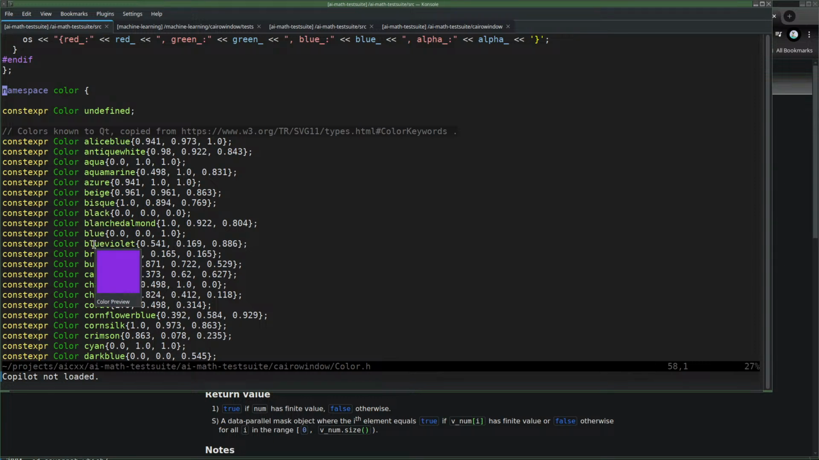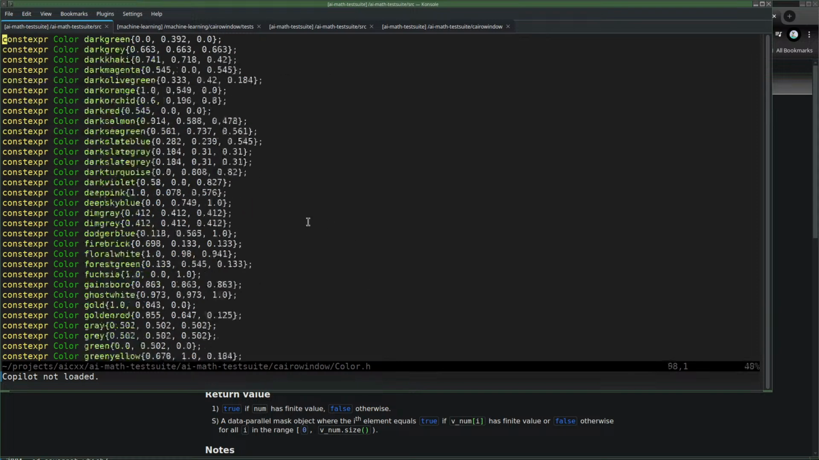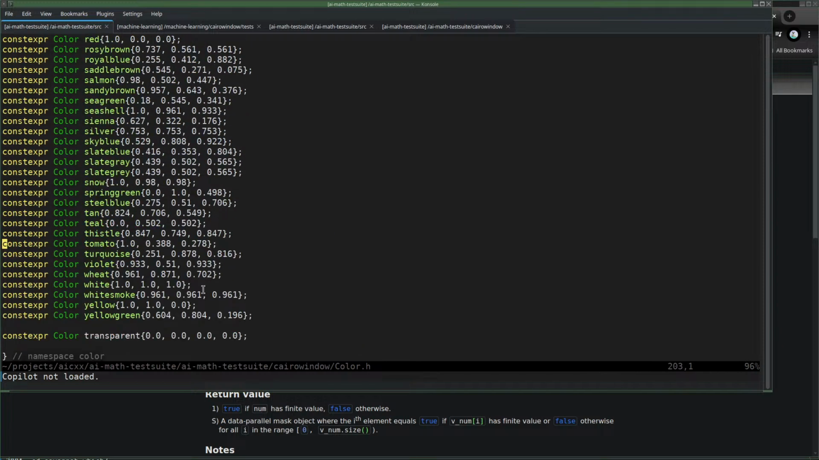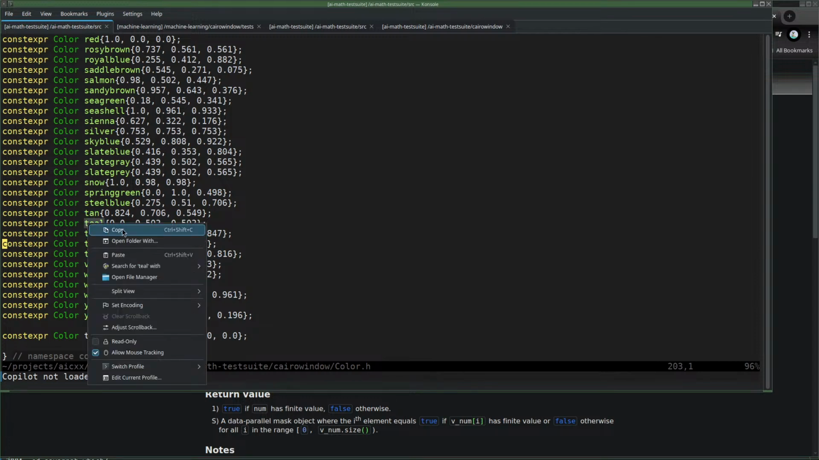I want to use black for something else. Maybe blue violet. Better start at the bottom, otherwise it's in the way of my mouse. Turquoise maybe. Teal. Okay, I'm gonna do teal.